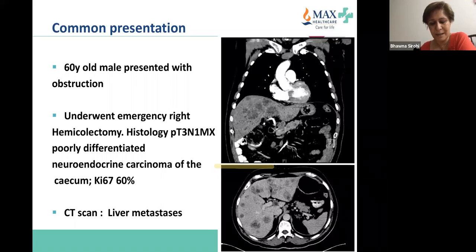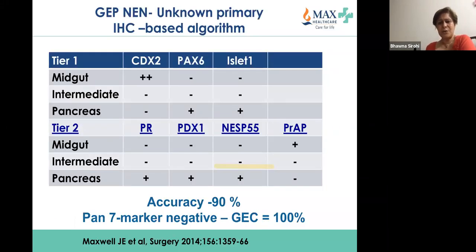So this is the common presentation that I have seen, that patients present with obstruction, undergo an emergency hemicolectomy or any colon surgery or even a jejunal surgery. And the histology then shows the patient has a neuroendocrine carcinoma, high Ki-67, you do imaging and you find the liver is studded with metastasis. And a lot of times, a patient goes for an executive health checkup, and the ultrasound shows that the liver is studded with metastasis.